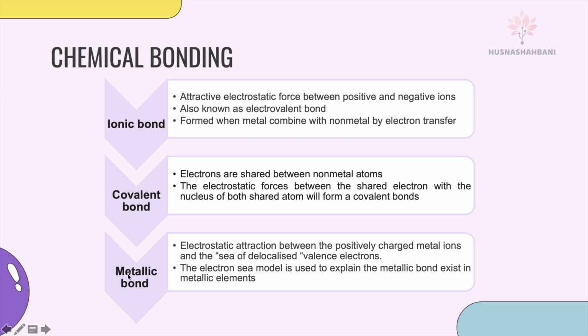For metallic bond, electrostatic attraction between positively charged metal ions and a sea of delocalized valence electrons. We'll see more at the end of chapter 4 on metallic bond. The electron sea model is used to explain the metallic bond in metallic elements.